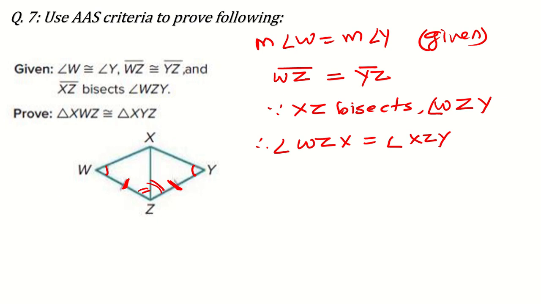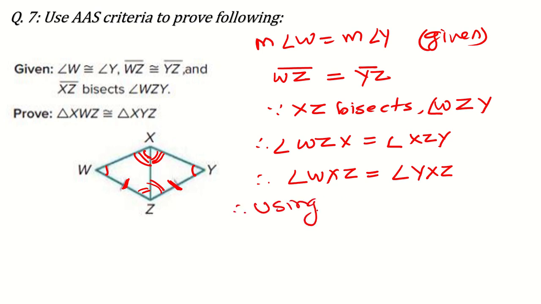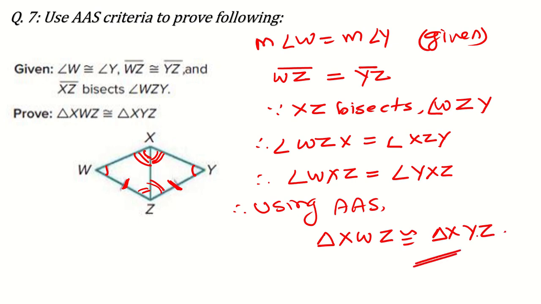And again we are getting the ASA property. So what will we do here? We will write for this angle and another, this one. Therefore angle WXZ will be equal to angle YXZ. Why? Because of the triangle angle sum property. So therefore, using AAS criteria, triangle XWZ will be congruent to triangle XYZ. Like this you can solve the question.